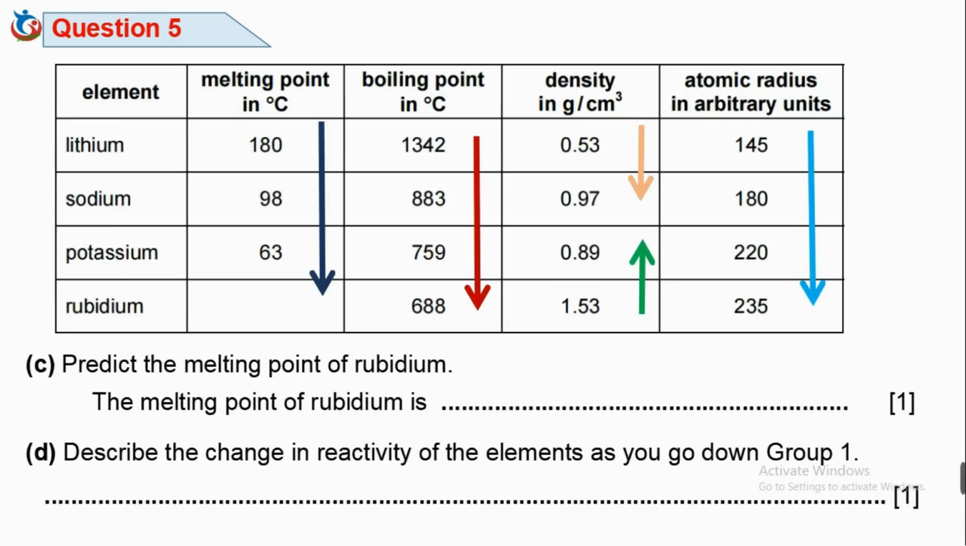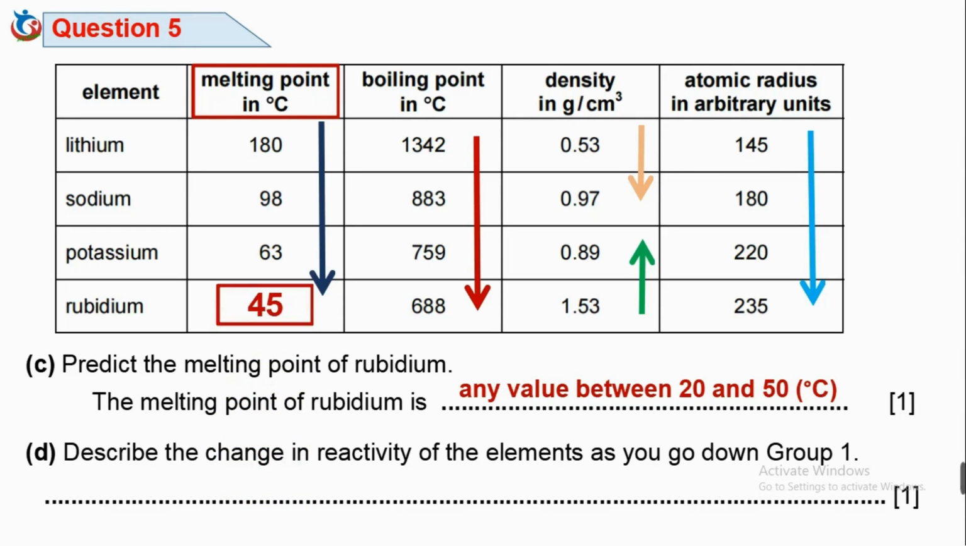Question 5c. Predict the melting point of rubidium. The melting point of rubidium is dash. Check the melting point column again. We've established a trend that the melting point is decreasing. So the melting point of rubidium is any value between 20 and 50 degrees Celsius, a number below 63 degrees Celsius. So for this video, I chose 45 degrees Celsius.